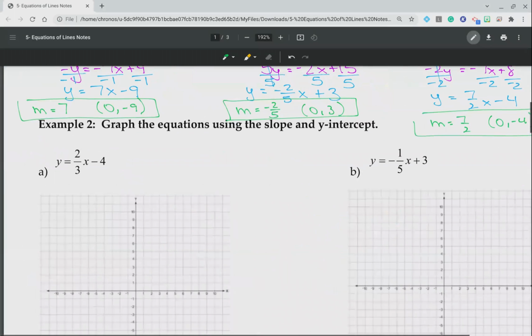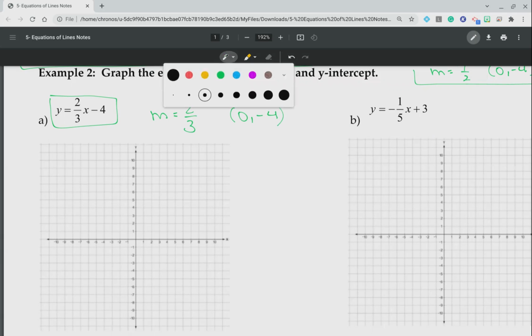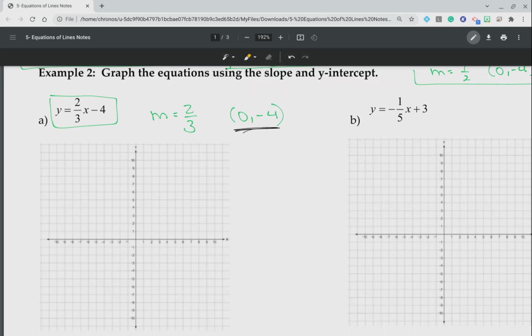Okay, next we are going to graph an equation using the slope and the y-intercept. So in this first case, we are already given an equation that's in the form y equals mx plus b. Looking at this equation, I can see that my slope is 2/3 and my y-intercept is 0, negative 4. So in order to graph this, I'm going to start with my y-intercept, right? So I'm going to graph the point 0, negative 4.